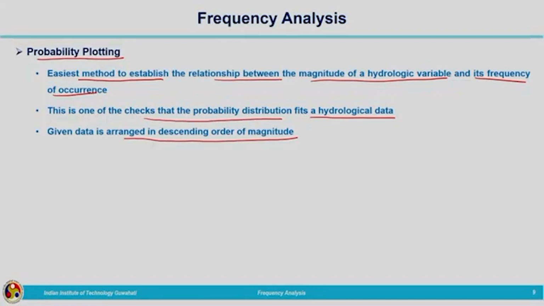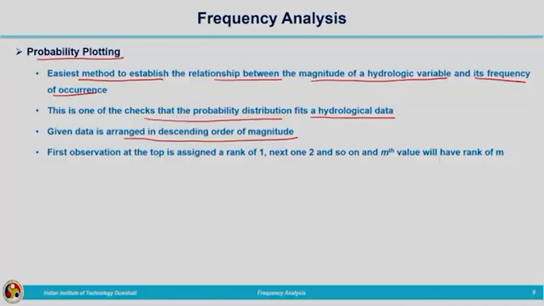So, all these things can form the time series. Given data is arranged in descending order of magnitude. Descending order of magnitude means the higher value will be kept at the top, then the next higher value. That way, in the descending order, data will be arranged. The first observation at the top is assigned rank 1 and the next one 2 and so on. The mth value will have the rank of m.